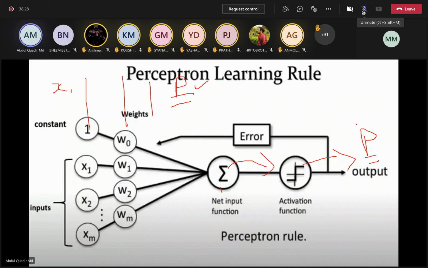What is an error, students? We have been studying in linear regression that the difference, actual minus predicted, is the error. Yes or no, students? Yes, sir. The difference of actual minus predicted is the error.